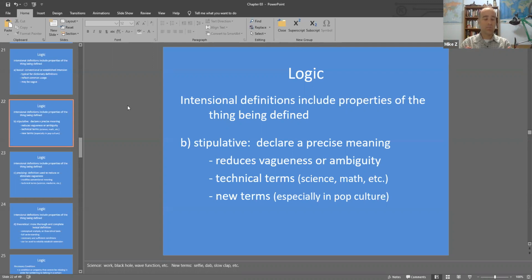And this is also really common for new terms, whether it's a new term being used in science that someone just came up with, or a new term that just shows up in popular culture. So for example, the term work, right? That's got a conventional meaning. It's sort of what you do in your job in order to make money. But in physics, the term work has this very precise meaning that's been stipulated by physicists. It's distance over time.